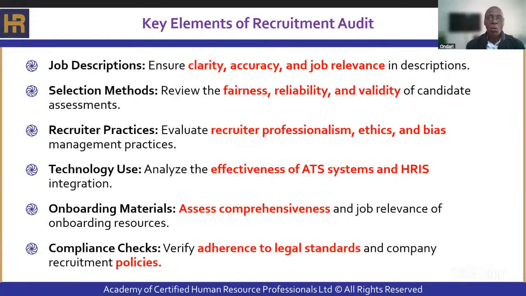So when checking on compliance, we are mapping our recruitment and onboarding practices against those legal standards so that we avoid lawsuits, we avoid penalties, and we avoid fines should the employee or the candidate go to court. So compliance is important, and if I may repeat, there are several types of HR audits that we conduct.